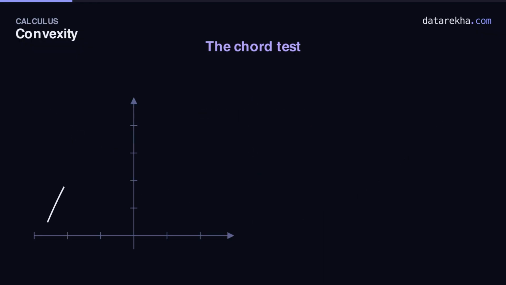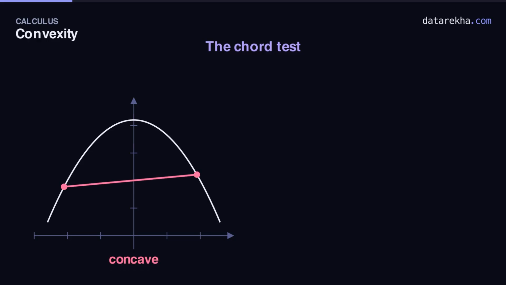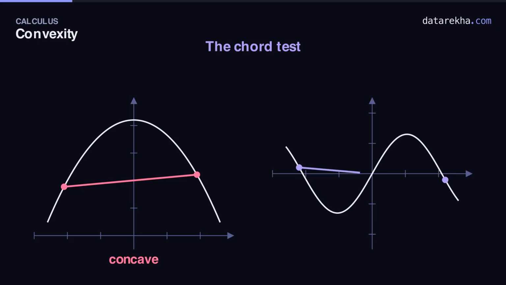Flip the bowl into a dome, and the story reverses. Now the chord lies below the curve. A function whose chords all fall below it is called concave, the mirror image of convex. And a wiggly curve like this is neither. Draw a chord, and in some stretches, the curve dips below it. In others, it pokes above. A function can be convex, concave, or, very often, neither.